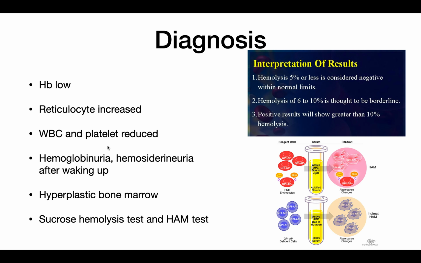So in these patients, the hemoglobin is going to be low due to the lysis of the red blood cells. Reticulocytes are going to be increased, of course. White blood cells and platelets are going to be reduced. There's going to be hemoglobinuria or hemosiderinuria after waking up, and the bone marrow is going to be hyperplastic. So we confirm the diagnosis by a sucrose hemolysis test or a Ham test.